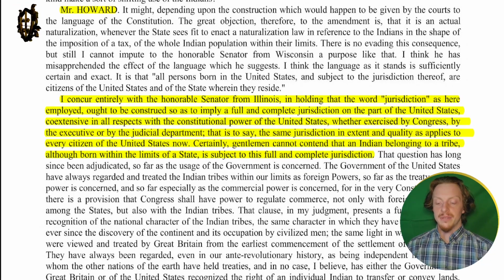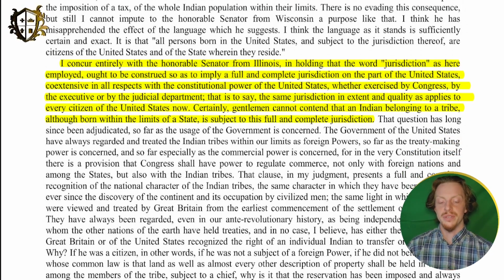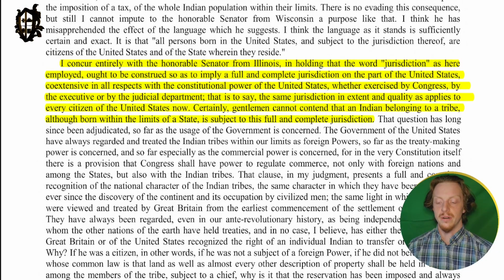Further down, Mr. Howard says, I concur entirely with the honorable senator from Illinois in holding that the word jurisdiction, as here employed, ought to be construed so as to imply a full and complete jurisdiction on the part of the United States, coextensive in all respects with the constitutional power of the United States, whether exercised by Congress, by the executive, or by the judicial department.